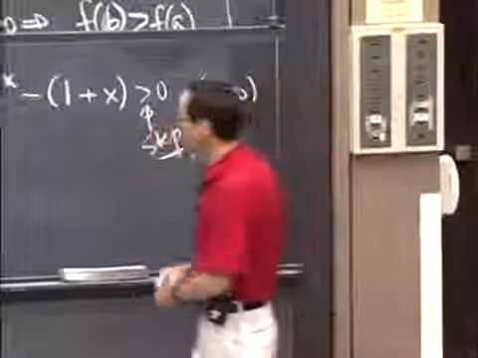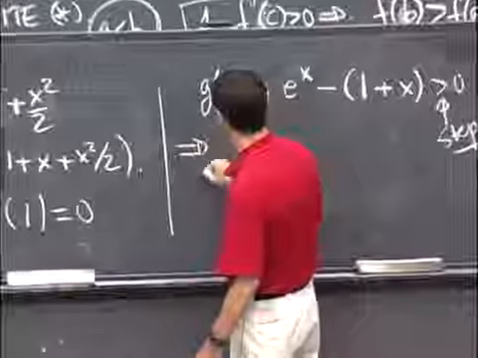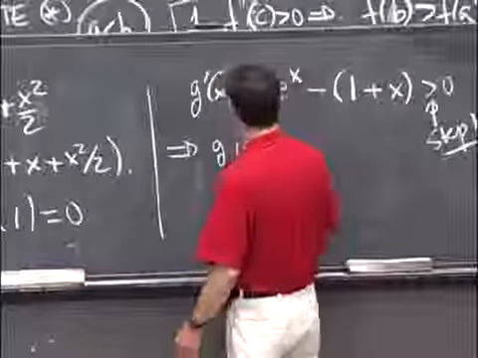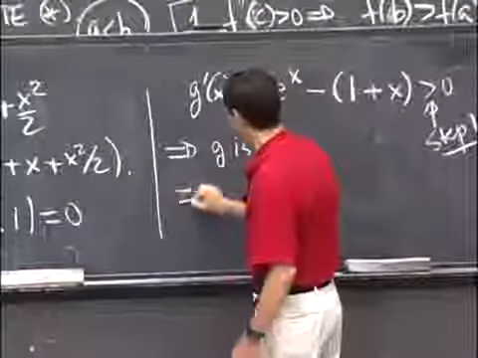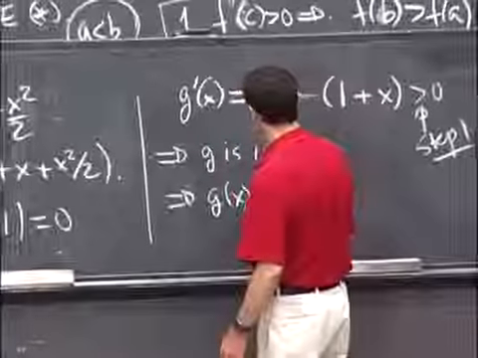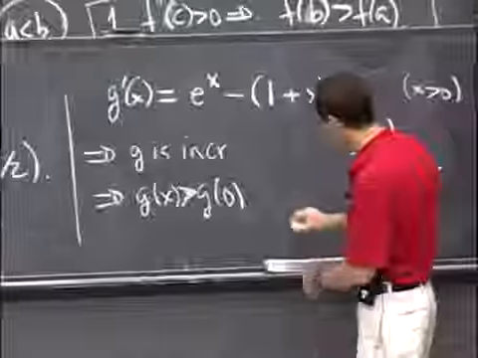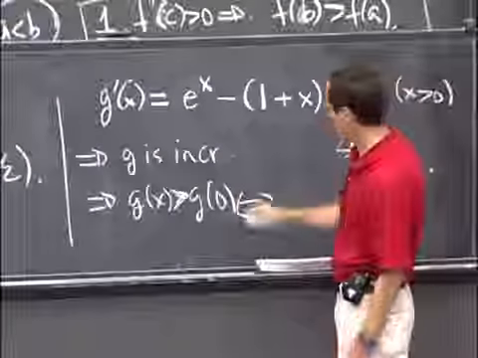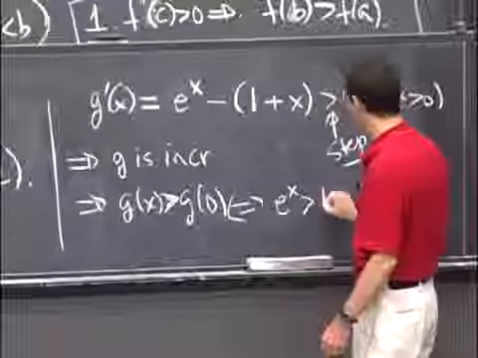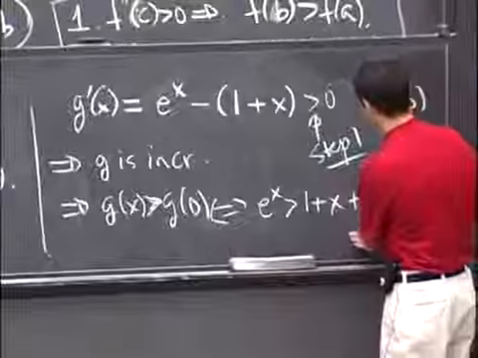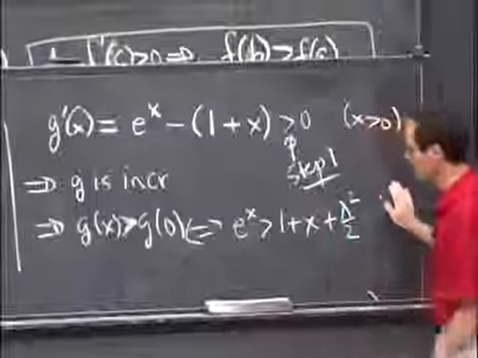All right? So g is increasing, which says that g of x is bigger than g of 0. And if you just read that off, it's exactly the same as our inequality here. e to the x bigger than 1 plus x squared over 2.